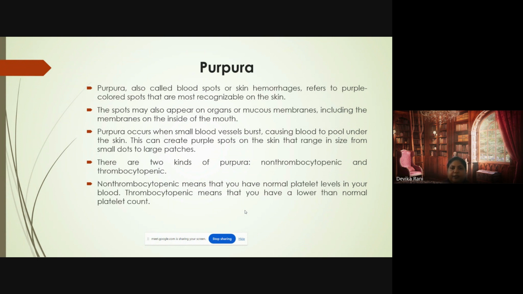So there are two kinds of purpura. One is non-thrombocytopenic and the other is thrombocytopenic. Thrombocytopenic means the thrombocytes are less in number. The non-thrombocytopenic kind has nothing to do with the platelet levels in the blood. They are not less. So this kind of purpura is formed due to reasons other than thrombocyte levels being less. But thrombocytopenic means that you have a lower than normal platelet count. That is why your blood vessels have started bursting.